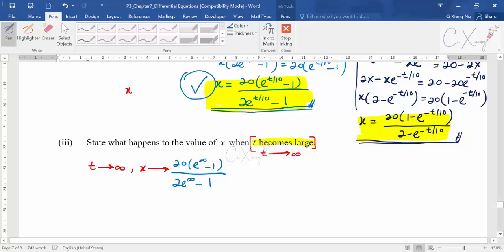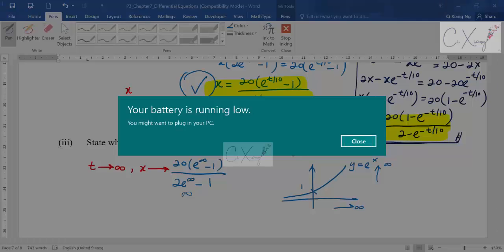Okay, and then e power infinity is infinity, because if you look at the graph of y equals e power x, when x goes to infinity, your graph goes up, which is also infinity. So for this question, you will see that it is infinity divided by infinity. It is not equal to 1. Infinity divided by infinity, you have no conclusion.